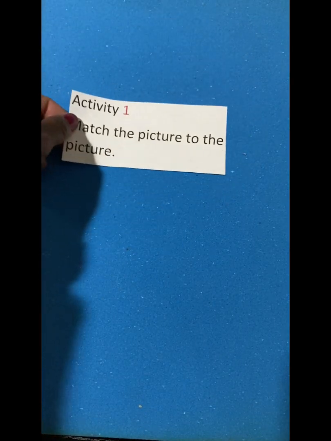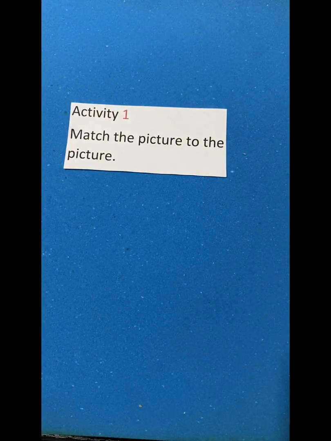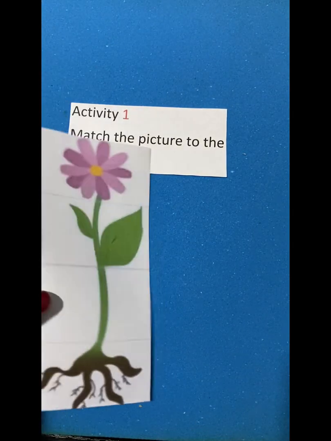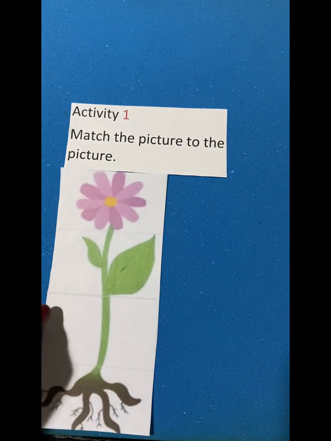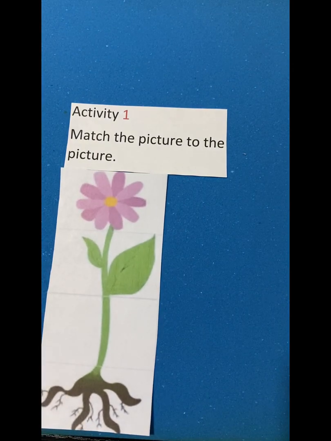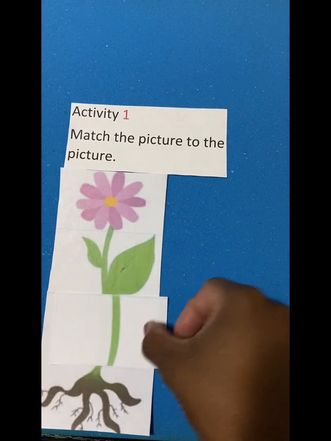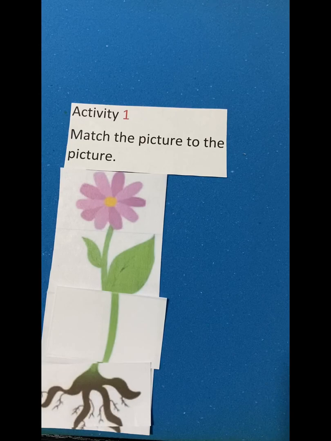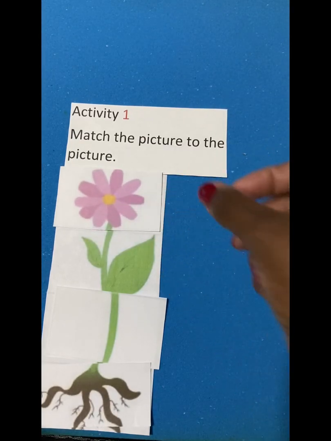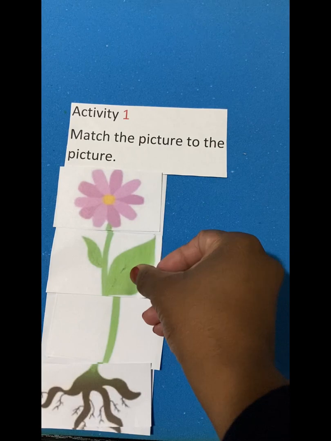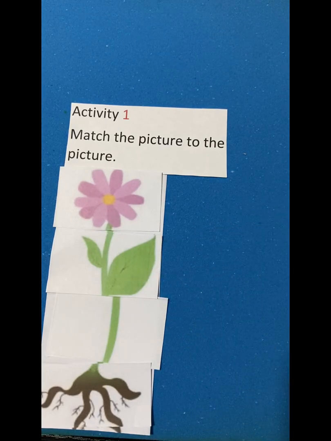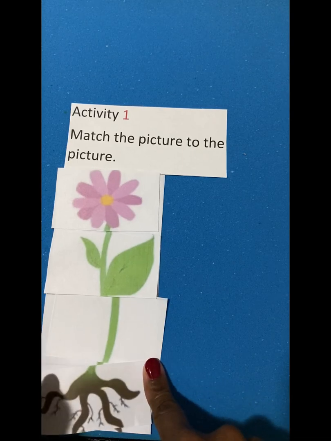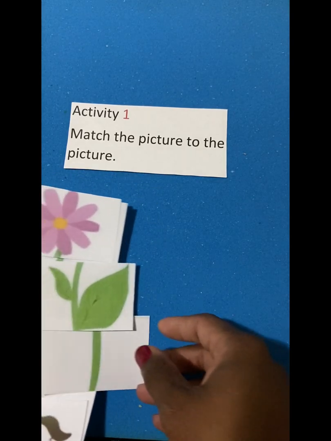So these are some parts of the plant activities. One, you can match the picture to the picture. So I would provide a model, and the students would match the appropriate picture. The stem, the roots, the flower, and the leaves. So that's activity number 1. You could potentially laminate it and Velcro it, and the students can match the appropriate part, the picture to the picture.